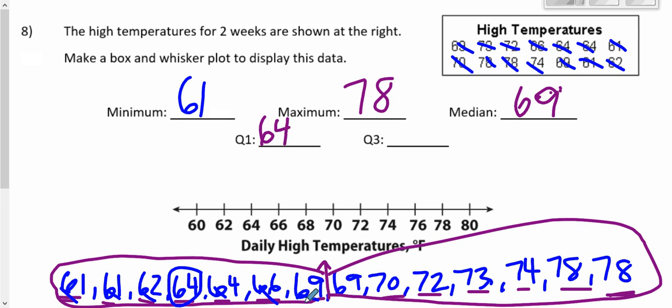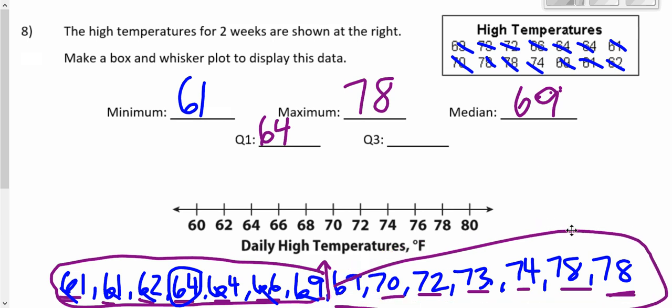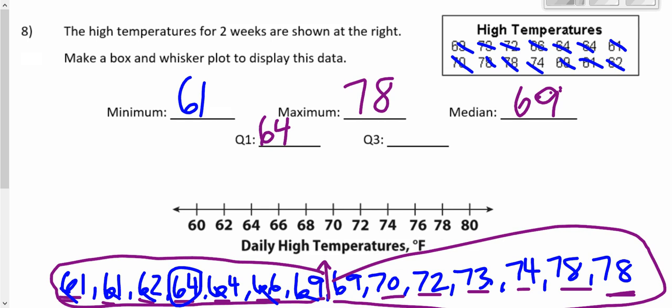Okay. Now on the right side, the upper half of my data, that's where I'm going to find quartile 3. Okay. So if I'm looking at this upper half of the data, I can do one low, one high, low, one high, one low, one high. So it looks like 73 is my upper quartile. I do have 3 on the right and 3 on the left. So that is indeed my quartile 3 is 73.